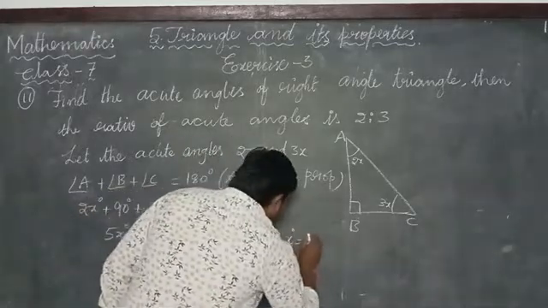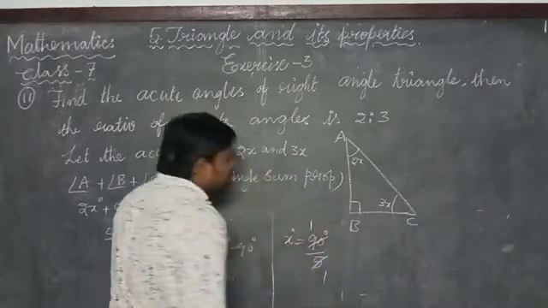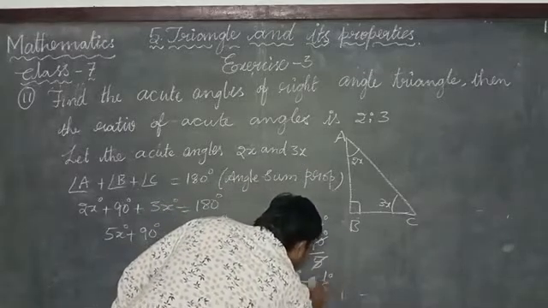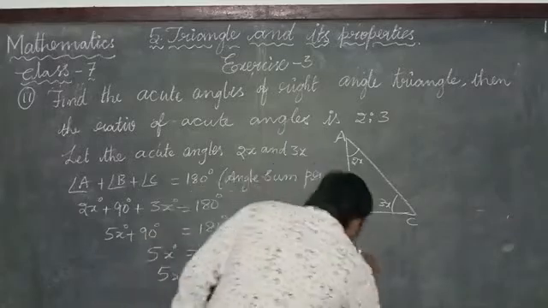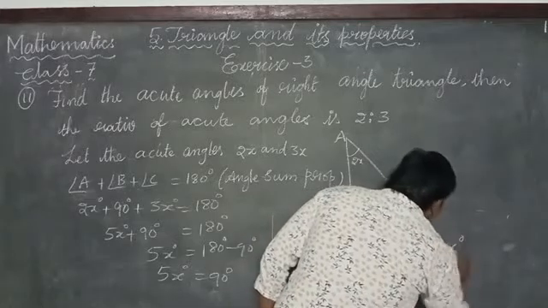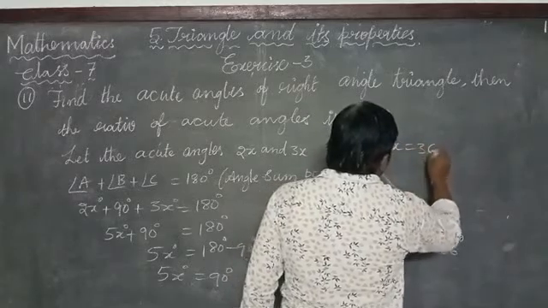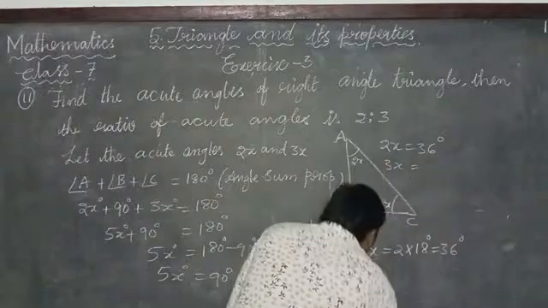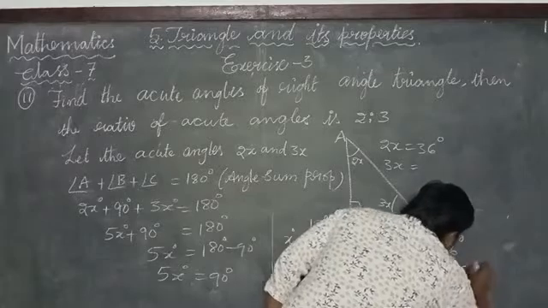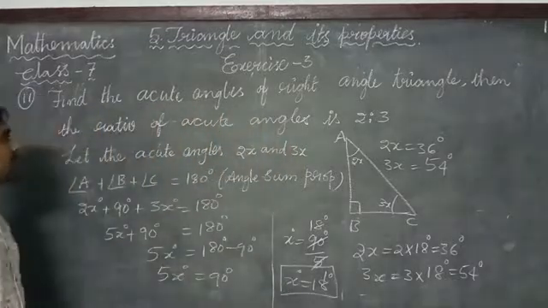Then x degrees equals 90 degrees divided by 5. Five ones are 5, and five eighteens are 90. It means x equals 18 degrees. Then 2x equals 2 into 18 degrees, which is 36 degrees. And 3x equals 3 into 18 degrees, which is 54 degrees. In this way we can find out the acute angles of a right angle triangle.